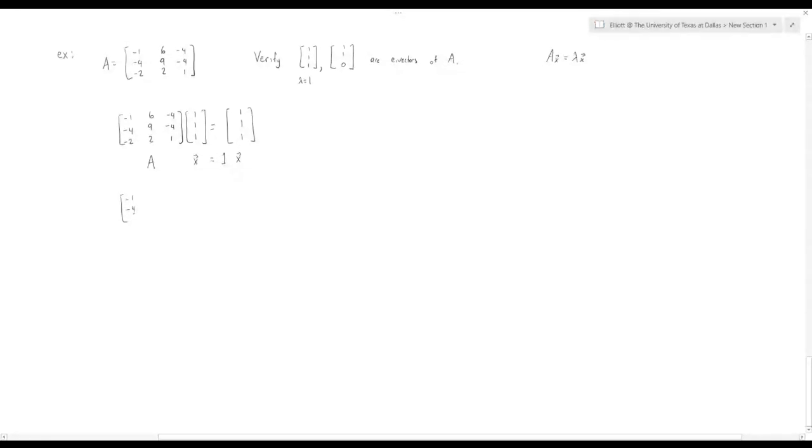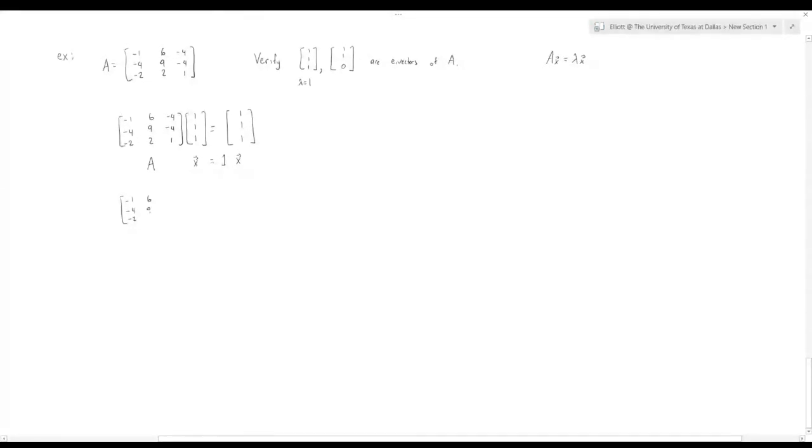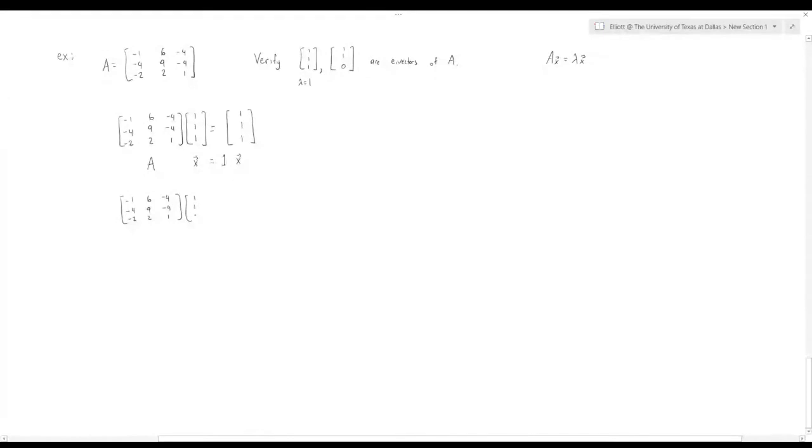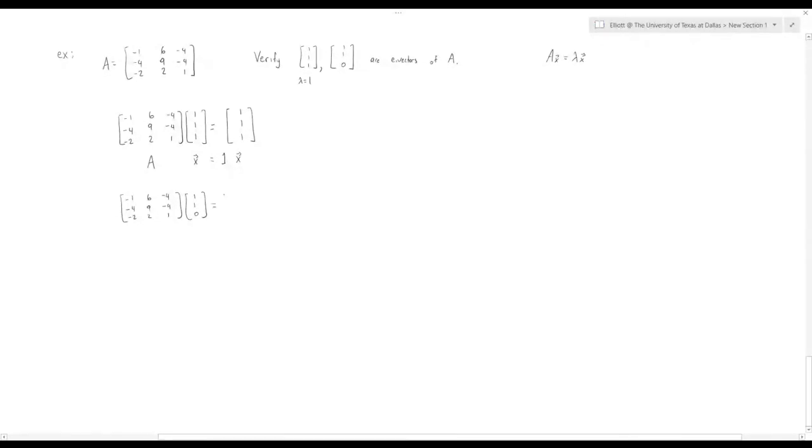Likewise, I can take this matrix and multiply with the second vector that was given. And if we work this one out, see here, -1 plus 6 minus 4.